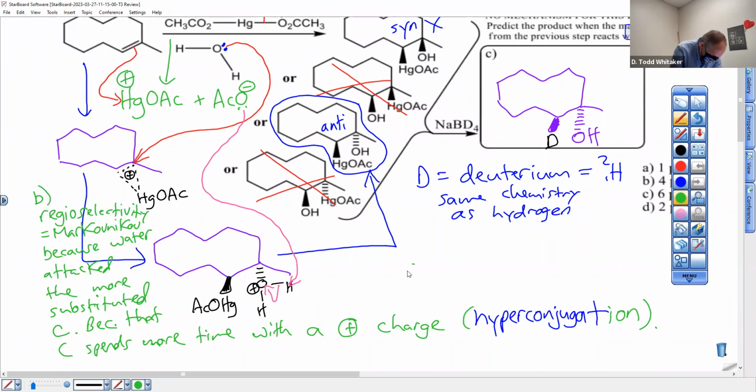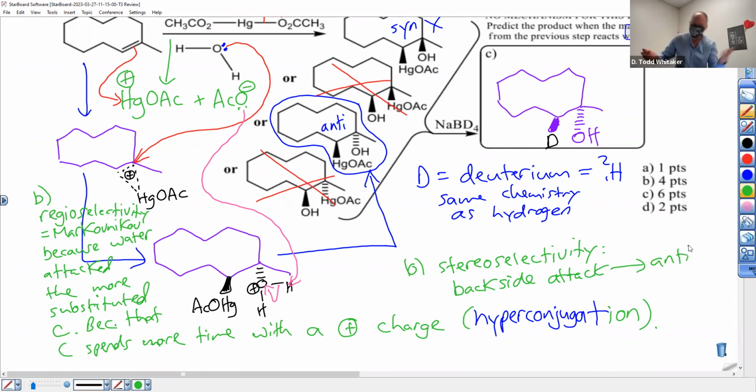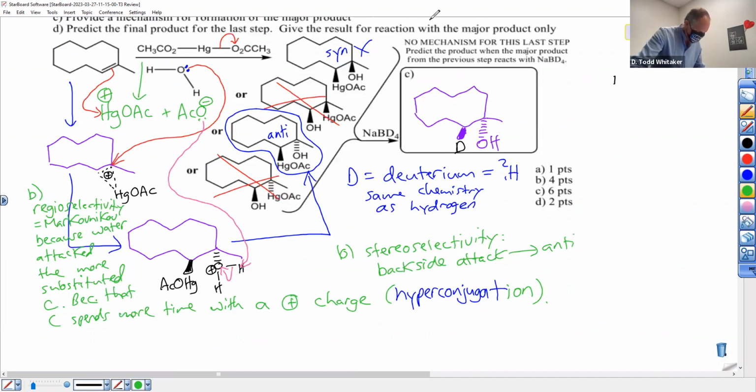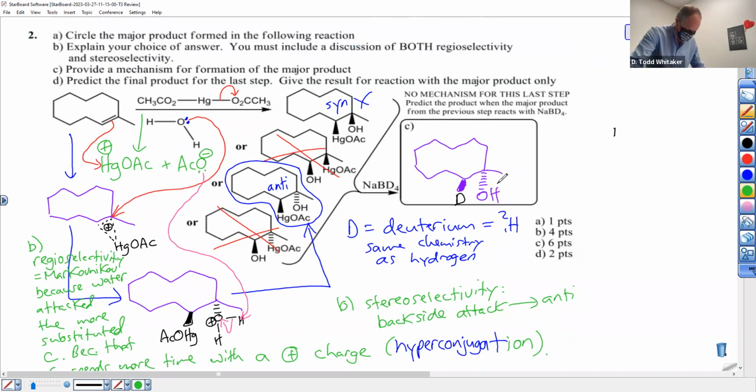What about stereoselectivity? Yeah, that's what I want to hear. That's a much shorter answer. Backside attack gives anti stereoselectivity. Backside attack, every time you can just write an arrow and say anti. Done. Good, that's a good one. It's got a lot of good stuff going on there. Final, give the result for the reaction. I think we've got all the loose parts that we need. And we're stopping.